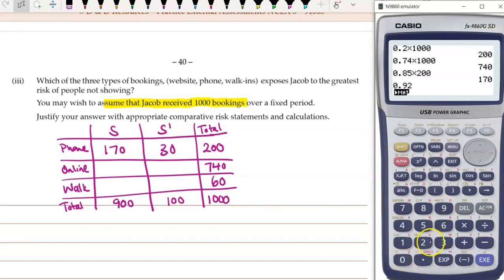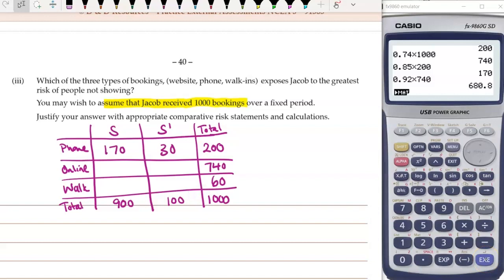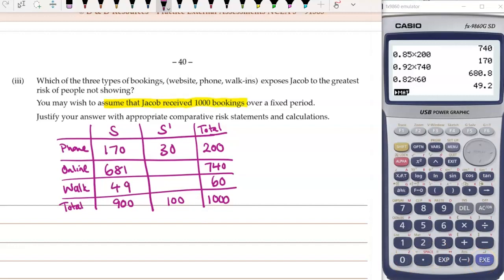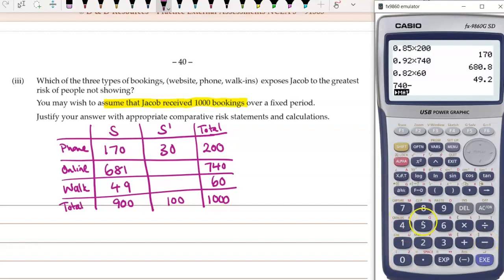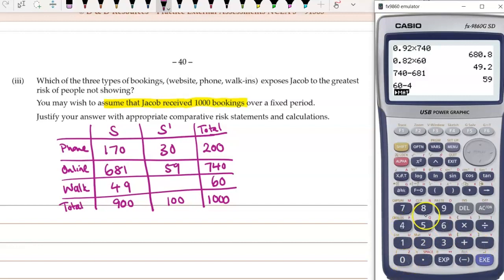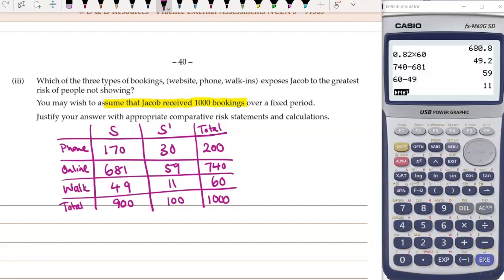So 0.92 of 740. We'll round that to 681. And 0.82 of 60. We'll round to 49. Okay, and then the leftover piece is 740 minus 681 is 59, and 60 minus 49 is 11.